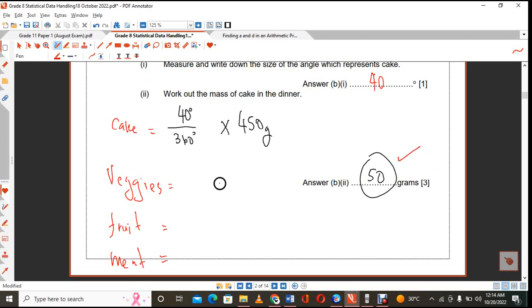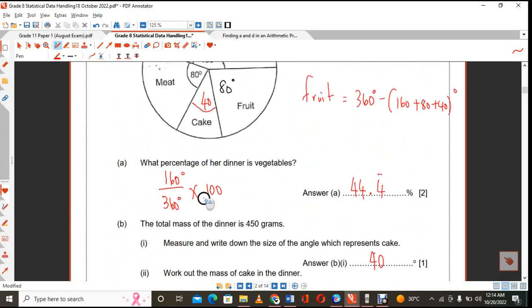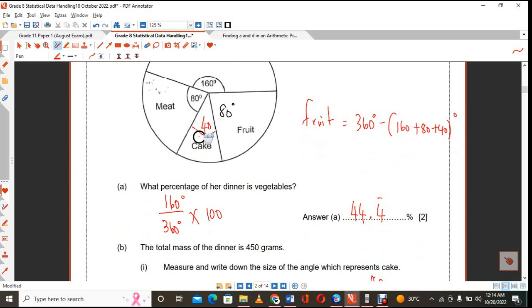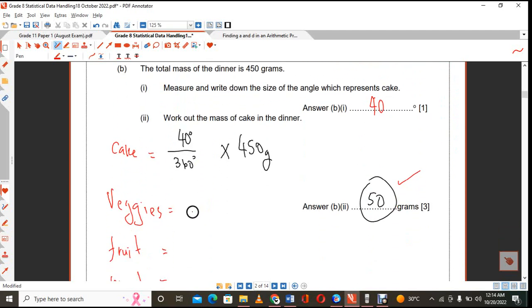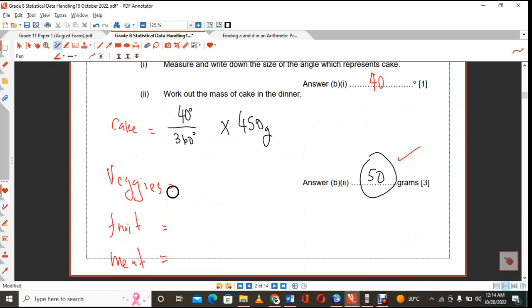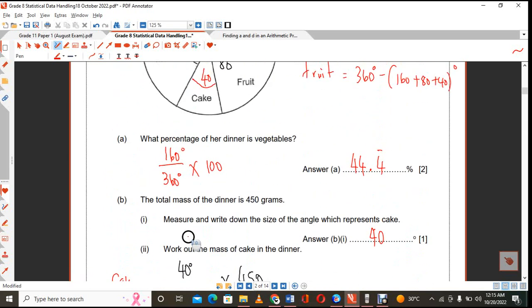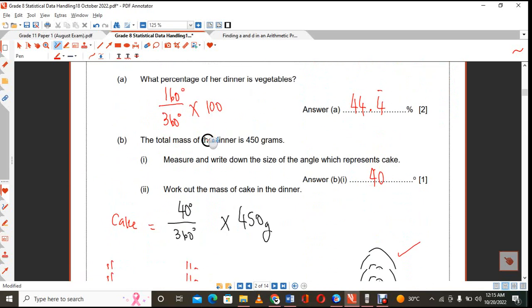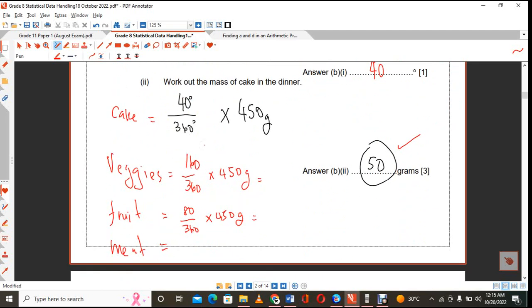No problem. So veggies, what is the angle for veggies? The angle is 160, so 160 over 360, multiply that by 450 grams. Fruit, well, I've calculated it, so it was 80 over 360, multiply that by 450 grams. Okay, meat, so let's go back to our diagram. Meat was 80 also, so whatever answer I get for fruit will also be the same, because meat was also the same, 80 over 360 times 450 grams.